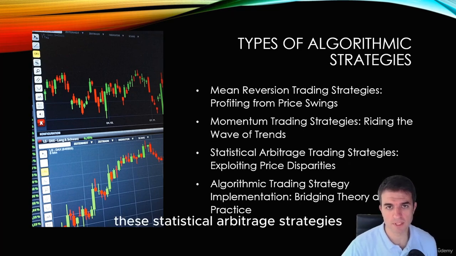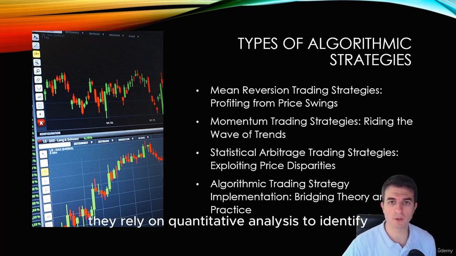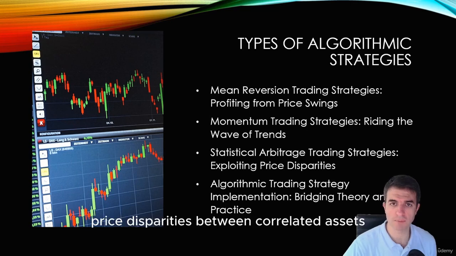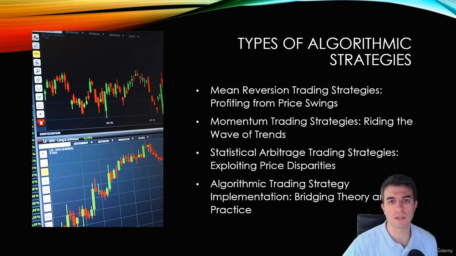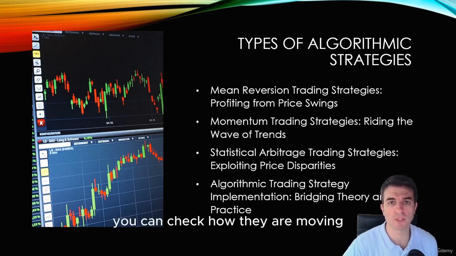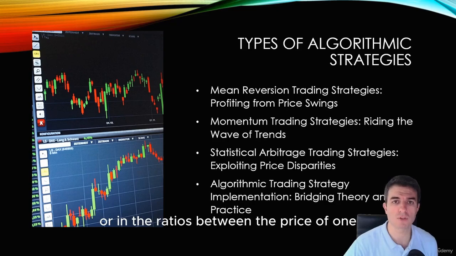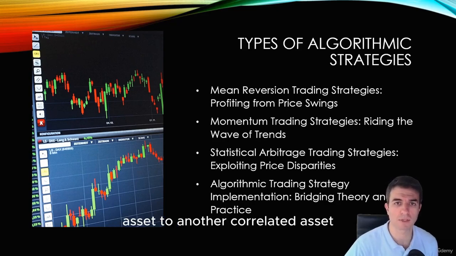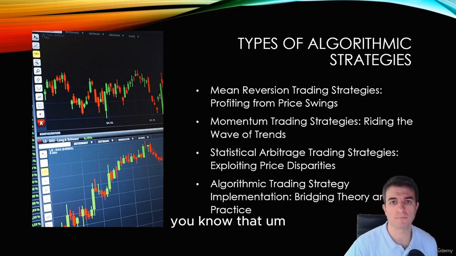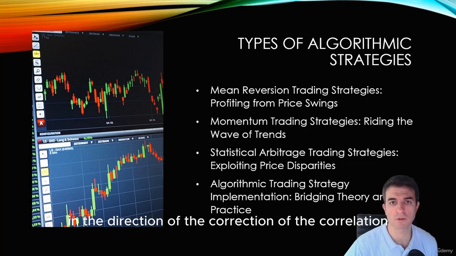But in general, these statistical arbitrage strategies rely on quantitative analysis to identify price disparities between correlated assets. So you take 2 or 3 assets, and they usually are correlated. If you can find 3 correlated assets, for example, you can check how they are moving in general. But then when you see a disparity or an anomaly in these movements, or in the ratios between the price of one asset to another correlated asset, you know that this is not going to last long, and you make the trade in the direction of the correction of the correlation.